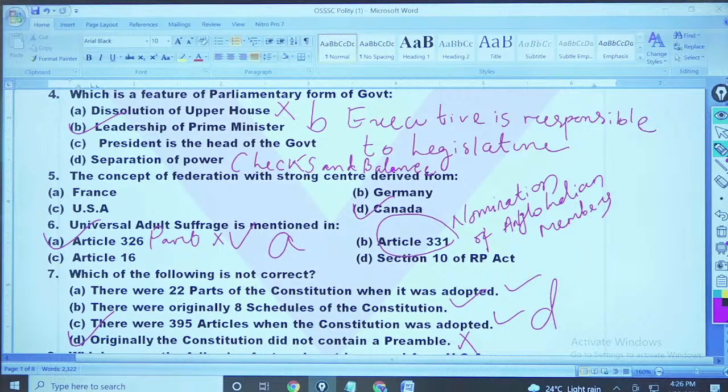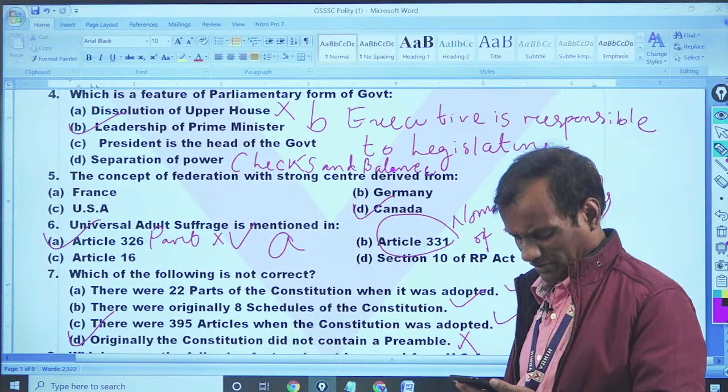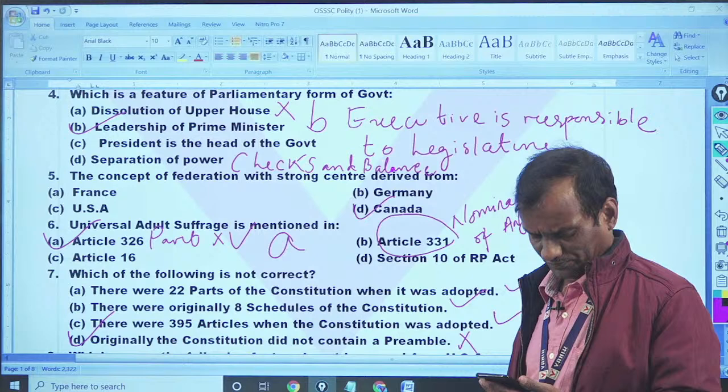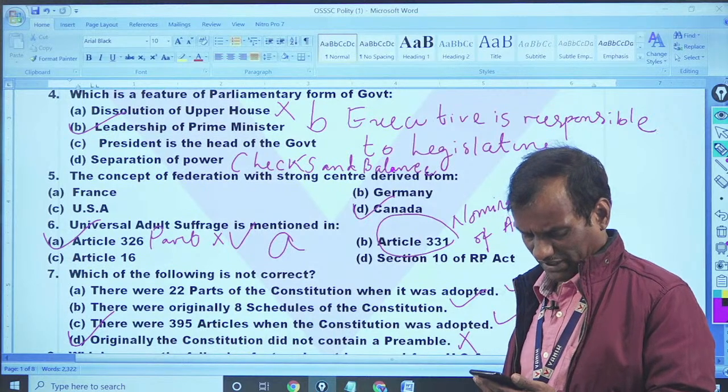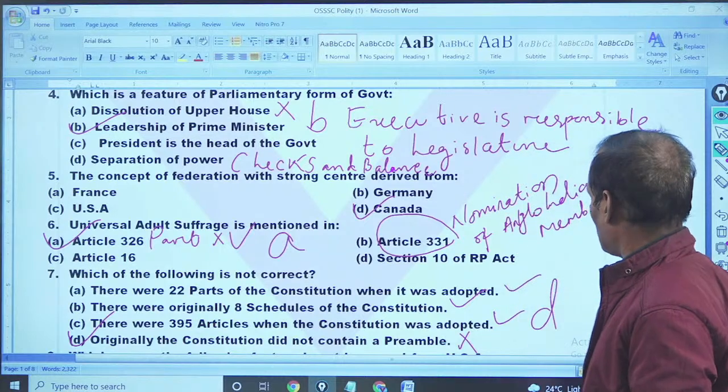Okay. Okay. Subhasri, good evening, good evening. Subhasis, good afternoon, beta. Okay, so we shall proceed with 7 is D.